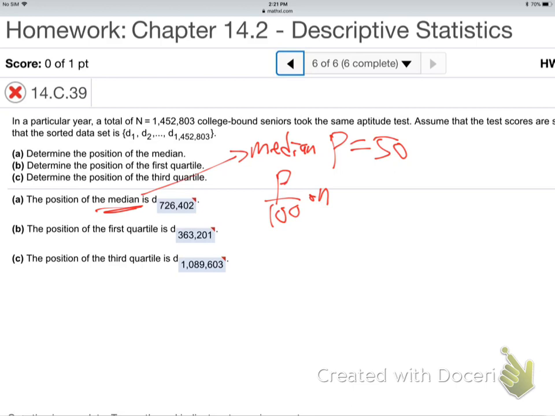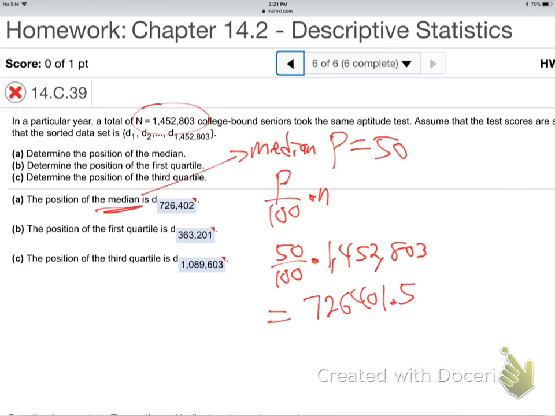Give it a go. What's N? What's the number of numbers? Well, it's right here. It's 1,452,803 college-bound students, seniors. So we get 50 over 100 times N. What's N? It's that gigantic number, 1,452,803. And when I do that, I get 726,401.5.